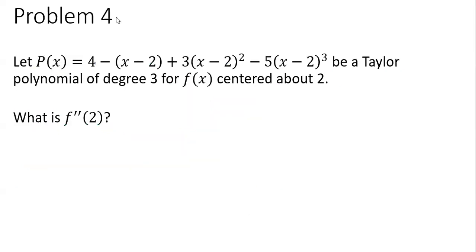Number 4, this should be 4a. Let P of x be this guy, a Taylor polynomial of degree 3 for f of x centered about 2. What is f double prime of 2? So go ahead and try this first on your own.